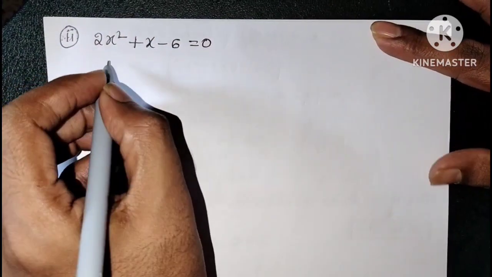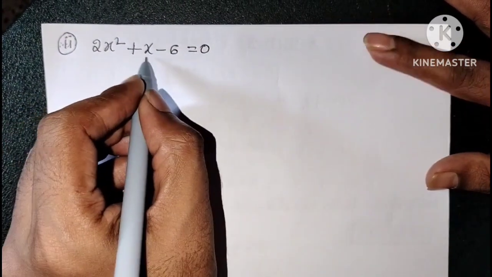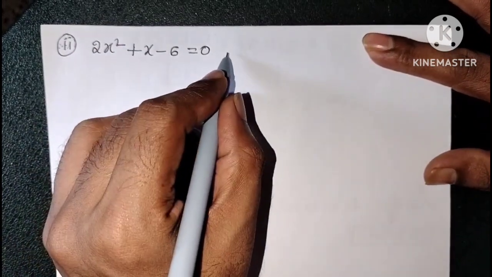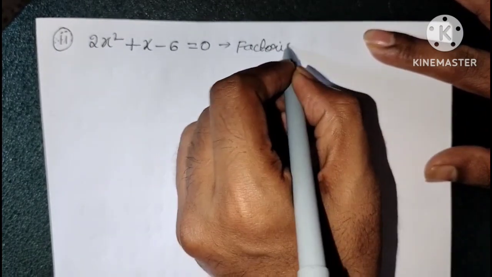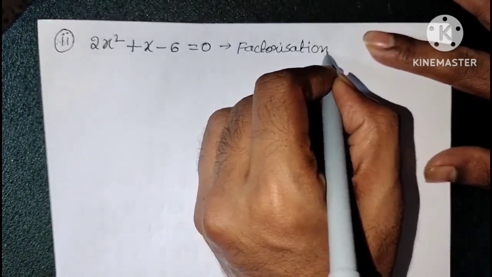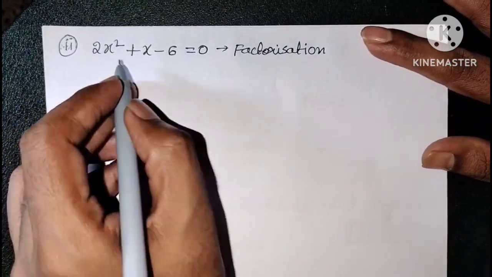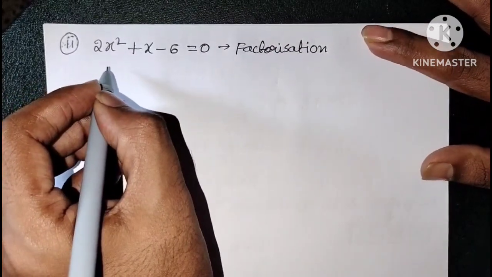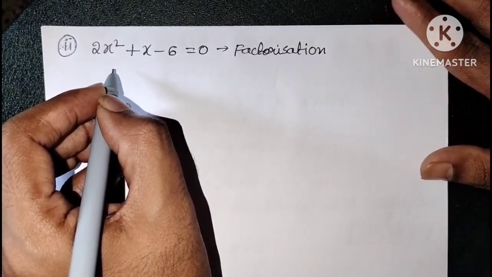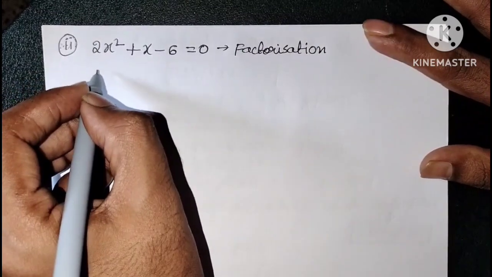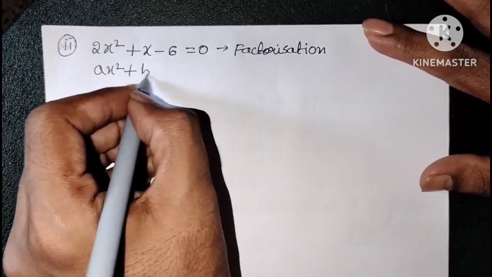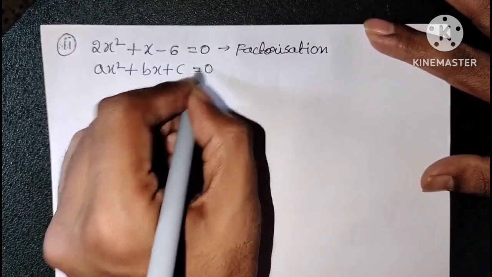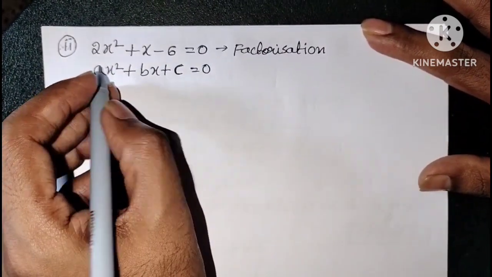Okay. So next question, roots of 2x square plus x minus 6 is equal to 0 using factorization method. So what is first step? Step 1 enti? Identify the values of a, b and c. So first of all, compare given quadratic equation with standard form. Standard form of quadratic equation is ax square plus bx plus c is equal to 0. First standard form to compare cheyali.